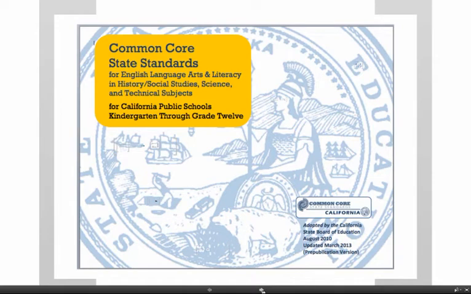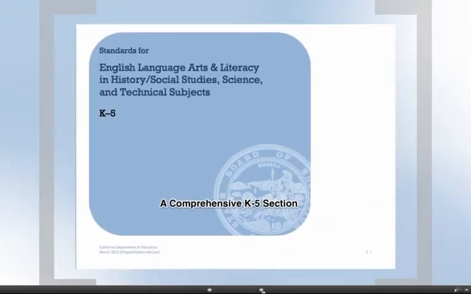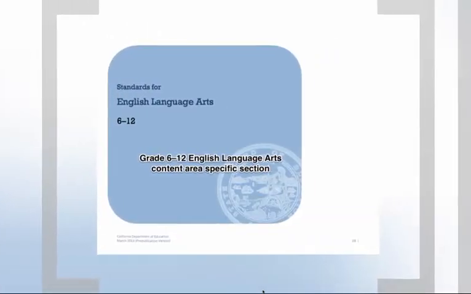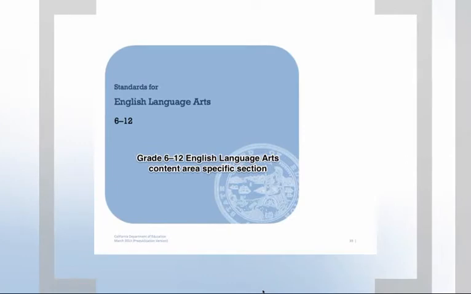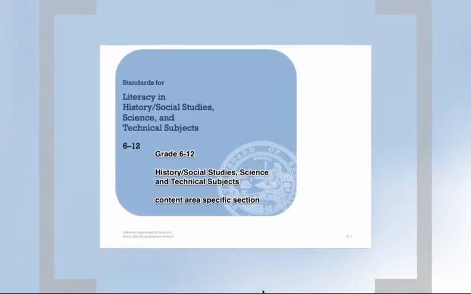Let's take a quick look at how the Common Core State Standards for English Language Arts and Literacy in History, Social Studies, Science, and Technical Subjects is organized. The English Language Arts Standards are organized into three main sections: a comprehensive K-5 section, a content area specific section for grades 6 through 12 in English Language Arts, and a content area specific section for grades 6 through 12 in history, social studies, science, and technical subjects.